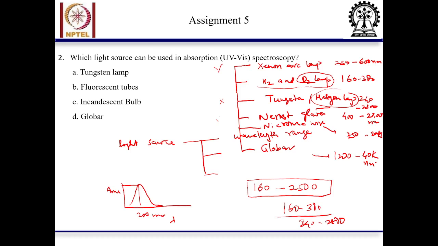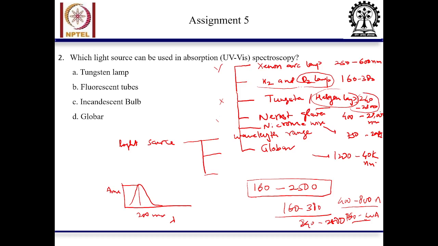So here is the very simple question: which light source can be used in absorption spectroscopy? As you can see, 400 to 800 is your visible region, and 160 to 400 is basically your UV region. We can see that some part of the UV region falls under the tungsten range, which is 240 to 2500.